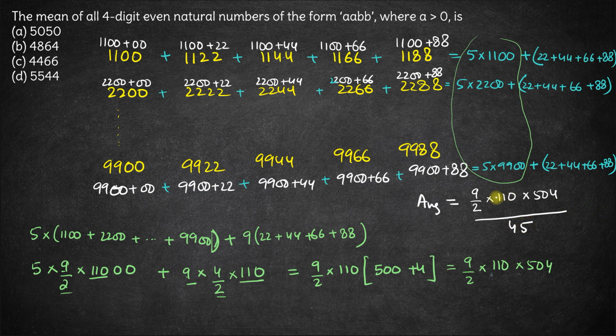Okay. So let's simplify this now. 110 goes by 2, 55 times. 45 goes by 9, 5 times. 55 goes by 5, 11 times. So what we have is 11 into 504. So 11 into 504 will be 4 plus 0 is 4, 0 plus 4 is 4, 5 plus 0 is 5 and 5 plus 0 is 5. 5544. This is going to be the average of all these numbers, which is option D. So option D is the right answer here. Thank you.